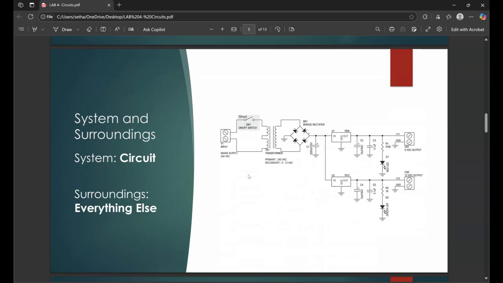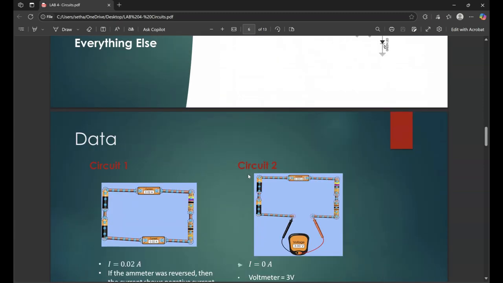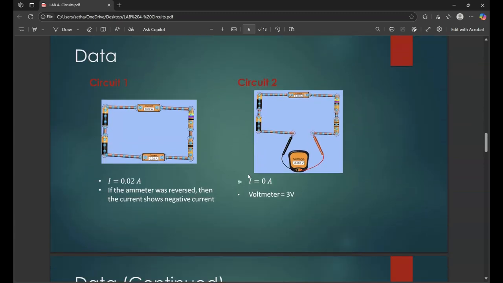So data-wise, for circuit 1, the current is 0.02 amps. If the ammeter was reversed, then the current shows negative current, whereas for circuit 2, the current is 0 amps and the voltmeter is putting off 3 volts.